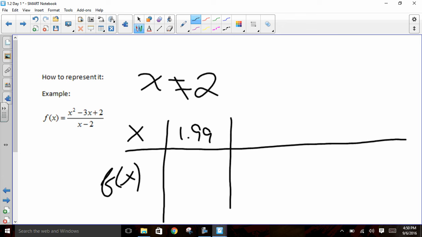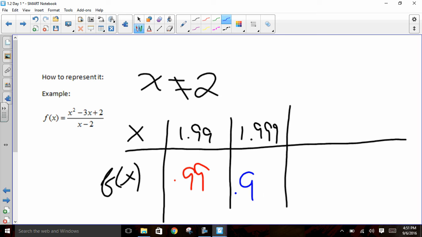So in my calculator, I'm going to hit 1.99, store as x. I'm going to hit open parenthesis, x squared minus 3x plus 2, close parenthesis, divided by parenthesis x minus 2. And I come up with 0.99. Okay, let's get a little bit closer, 1.999, so 3 nines. Get a little bit closer yet. I also get 3 nines, I get 0.999.